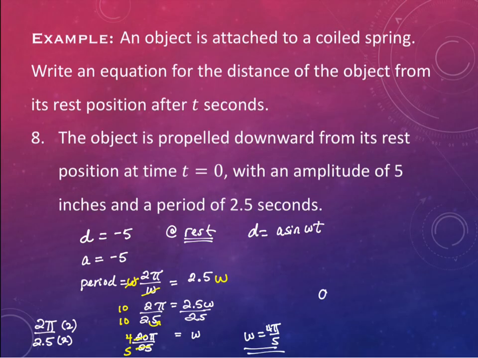So our equation for our object is d equals, and then we have negative 5 for a, sine, our omega is 4 pi over 5, and then t.